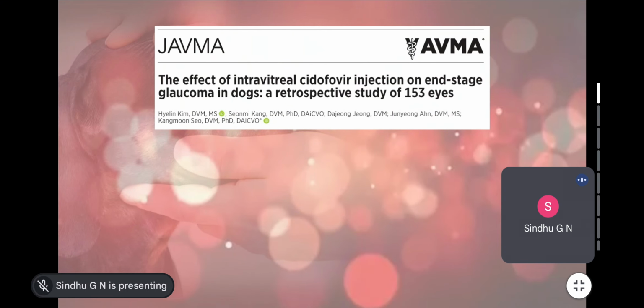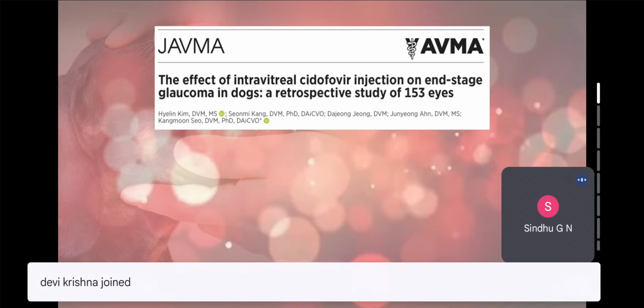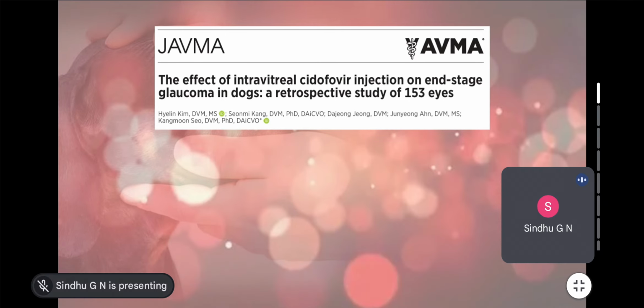There are also some pharmacological agents like cidofovir, used into the vitreous chamber to destroy the ciliary body and reduce the intraocular pressure. Either cidofovir we can use or gentamicin injection also can be used when the pet doesn't have vision and needs a comfortable life without removing the eyeball. Most pet parents like to keep the eyeball for aesthetic purposes, or they feel bad about removing the eyeball. In such cases, to reduce the pain and make the pet comfortable, we can try these techniques also.